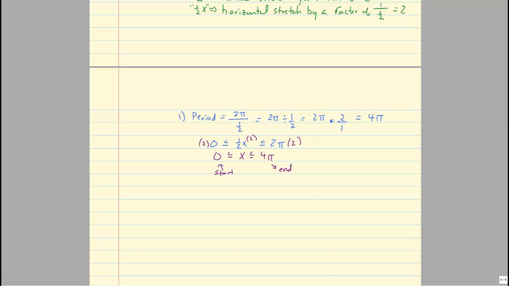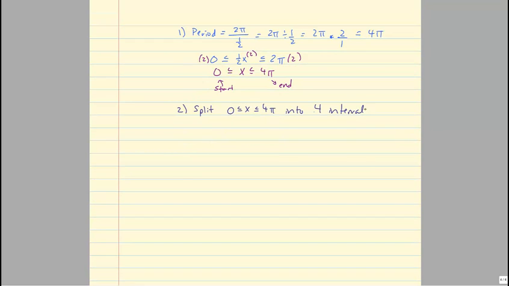As we continue here, we're going to split this into 4 intervals. Now remember, these intervals will give us these 5 key or special numbers, and those will be our max, min, and our midline or our midpoint. So I take 4 pi minus 0 and I split it into quarters. So this tells me pi is the length or width of each quarter.